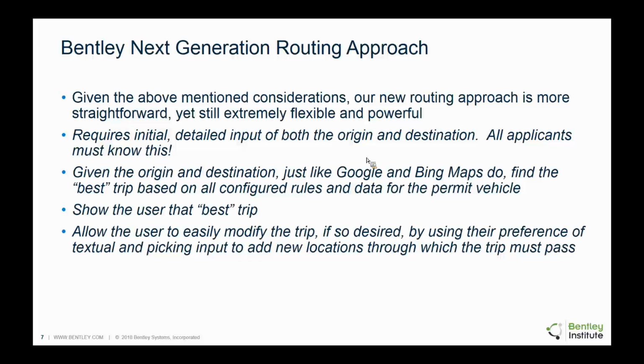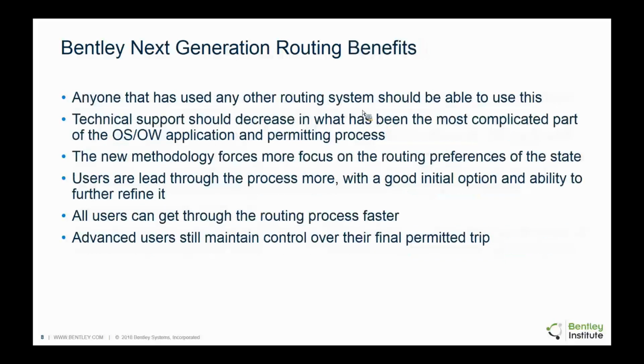And it uses all the configured rules, restrictions, etc., like I was mentioning. And it shows the user the best trip. It allows the user to modify the trip if they desire, and they can do it textually or they can pick on the map. So we feel like we've got a really good system. It's pretty easy for anybody that's used Google or something. It's pretty similar in that you type in addresses, you can type in your origin or your destination. You can click on the map too.